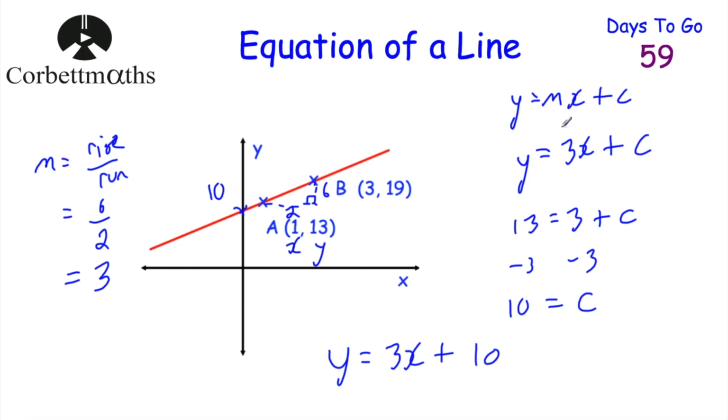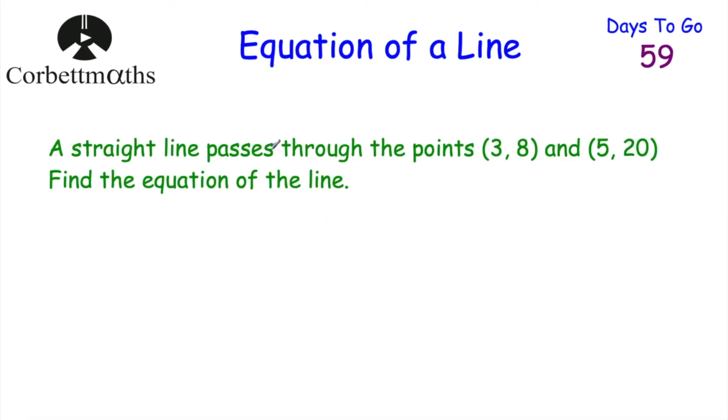Okay, let's have a look at one last question. So this is our last question. So this time we've got a straight line that passes through the points 3, 8 and 5, 20. Find the equation of the line. So feel free to press pause and to find the equation of this line. And if you need a wee hint, my hint is draw a little sketch.